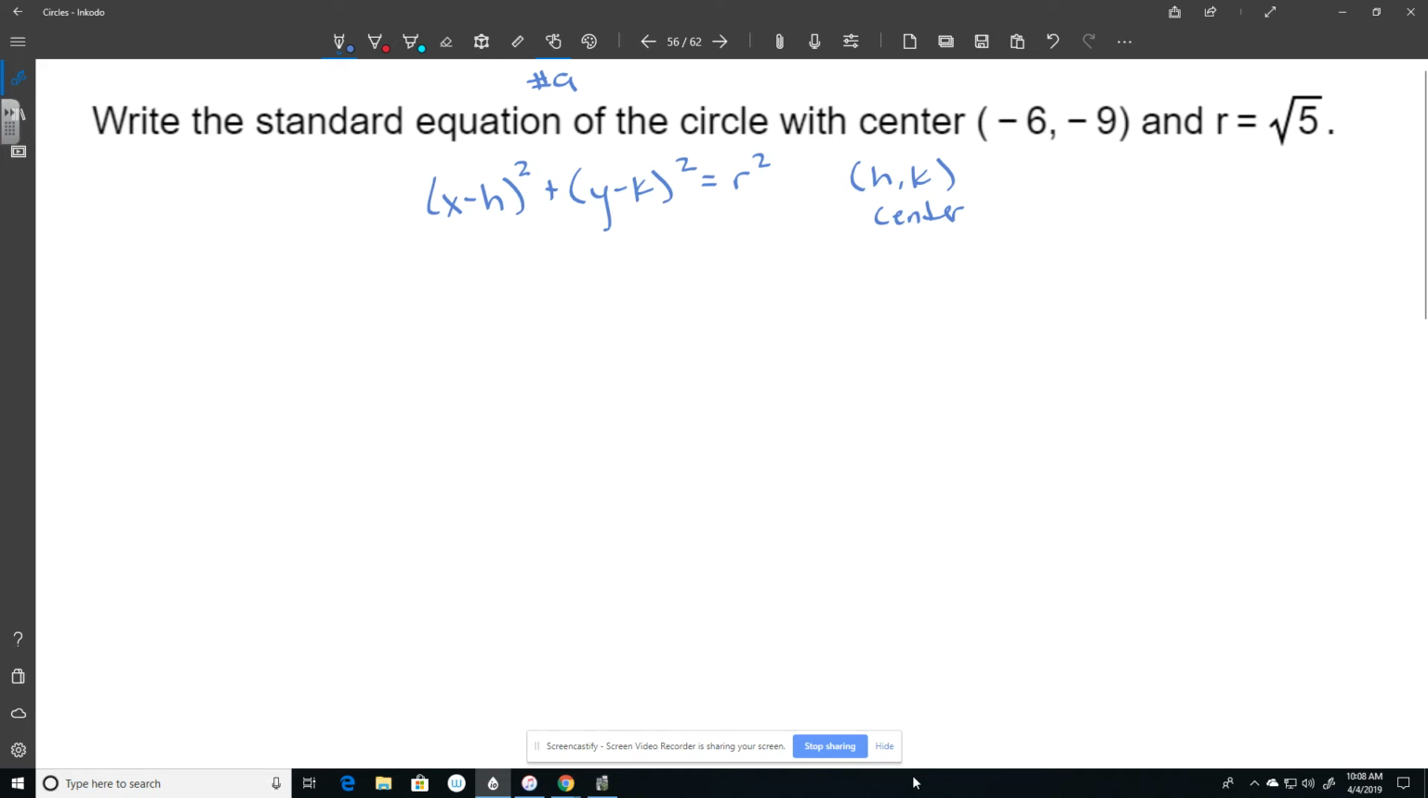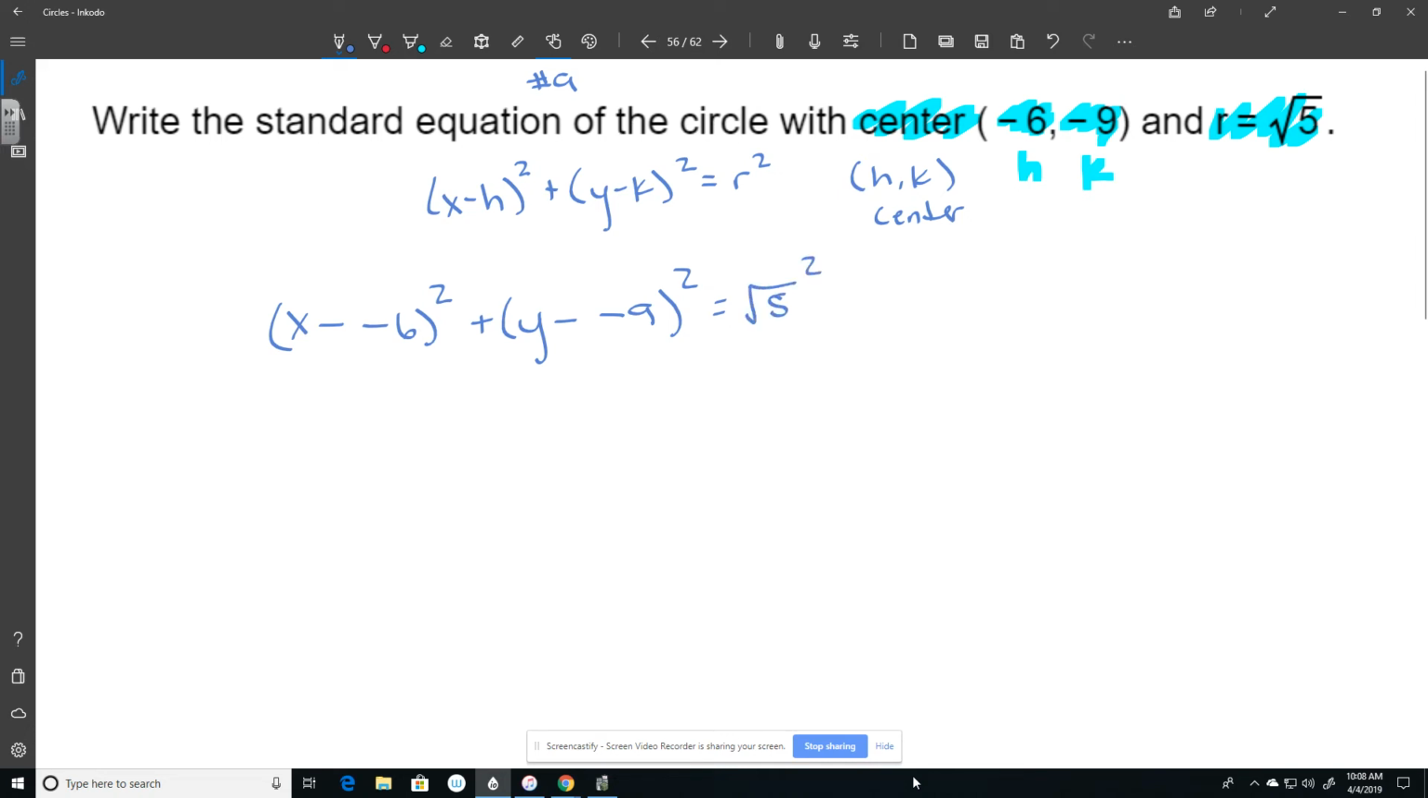So the first problem that you're going to get, depending on the order you get them, gives you the center right here, which is nice because I have my h and I have my k. There's h, there's k. And it also gives me my radius, square root of 5. So because I know the center and radius, I can just plug those into my equation. So x minus h, which is -6, squared, plus y minus k, which is -9, squared, equals my radius squared, and my radius is square root 5, squared.